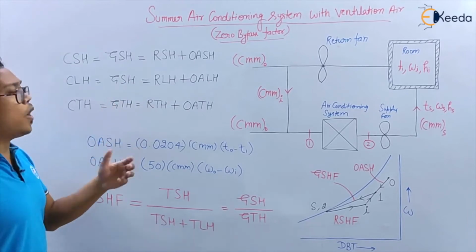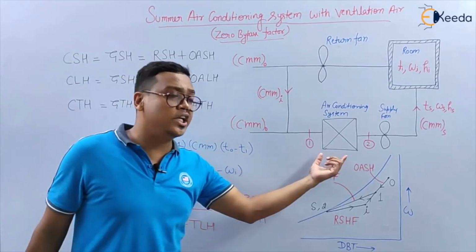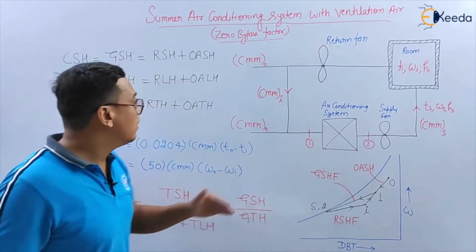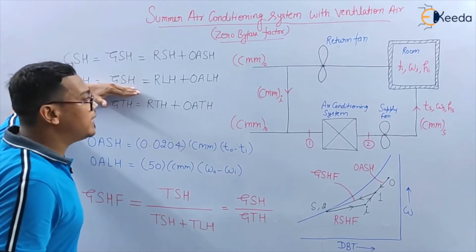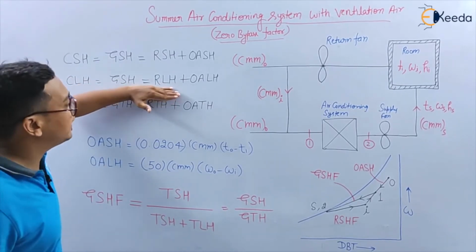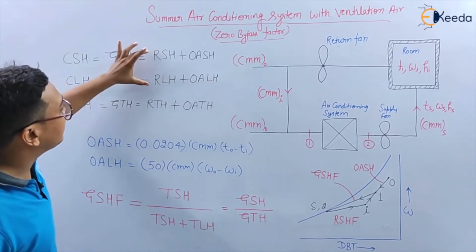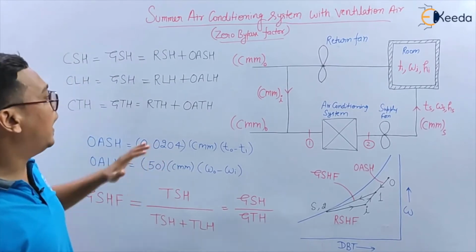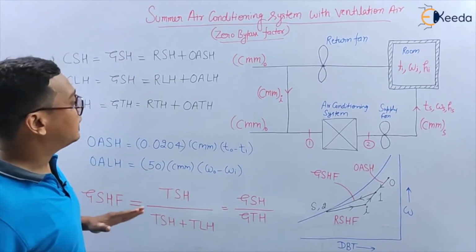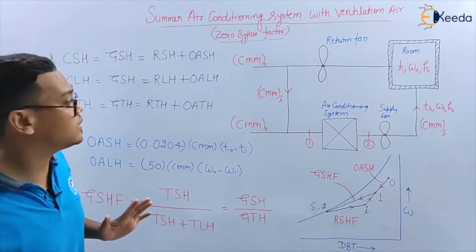Okay. Now what is the coil latent heat load or air conditioned latent heat load? Coil is for air condition. This grand latent heat load will be equal to room latent heat load plus outside air latent heat load. All these room sensible, room latent heat, you know the formula very well. I will not tell you now. That's why I told all these things in sensible heating and sensible cooling process.